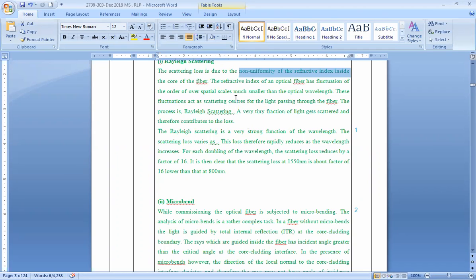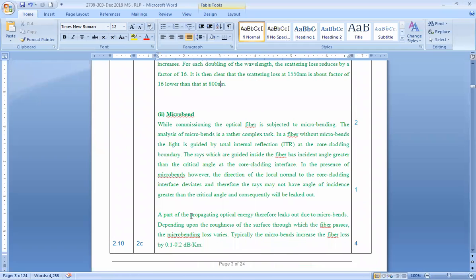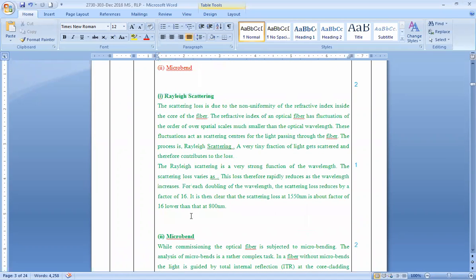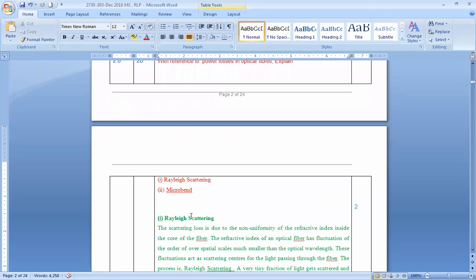Because of this, there can be loss, and that loss is called Rayleigh scattering. There can be a fluctuation in the order of these scales, and because of which we have Rayleigh scattering. Micro bends, as I mentioned, are because of small damages, the small bending of fibers. So these are some of the reasons why there can be loss of information while using optical fibers. We will look into this in our upcoming classes, and see what can be done to get this rectified. Okay.